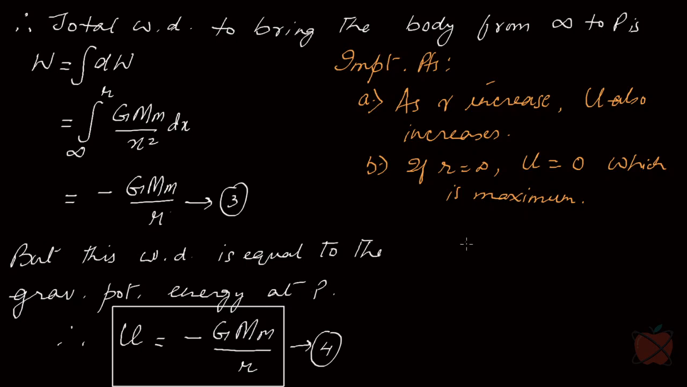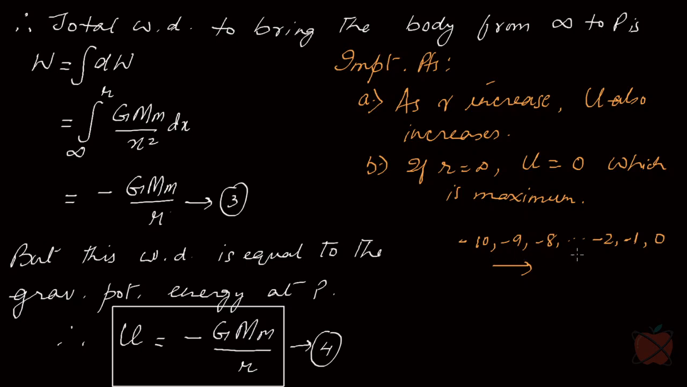Let me just give you an example. Suppose we go from minus 10, and then we go to minus 9, we go to minus 8, and then we go to minus 2, we go to minus 1. Then finally we go to 0. If we go in this way, isn't it less and less negative?